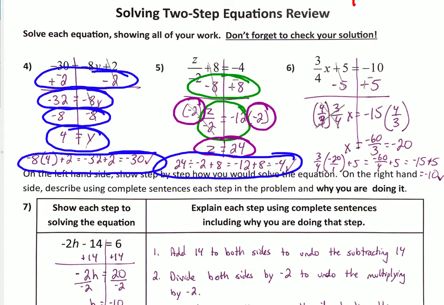If that work isn't balanced on both sides, if you haven't shown it on both sides, you lose points every single time. If you didn't rewrite it after the first step, you're losing points because it's not a properly solved equation. Number 6, same idea.